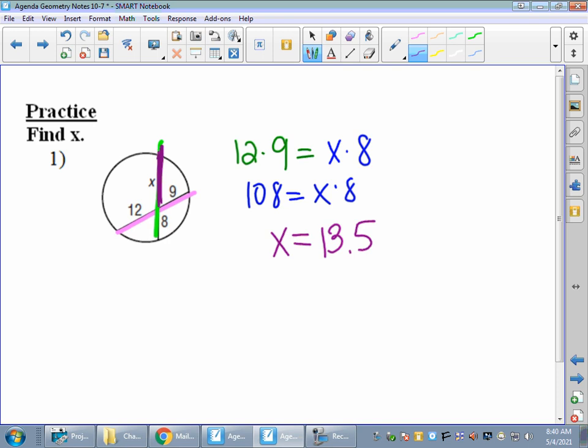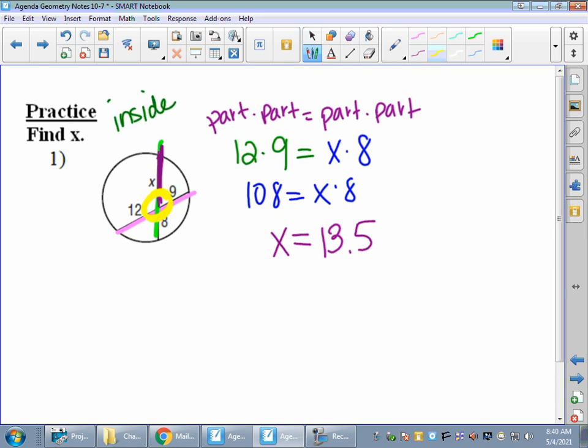So there's our first example. So part times part equals part times part because the intersection of those two secants is inside the circle.